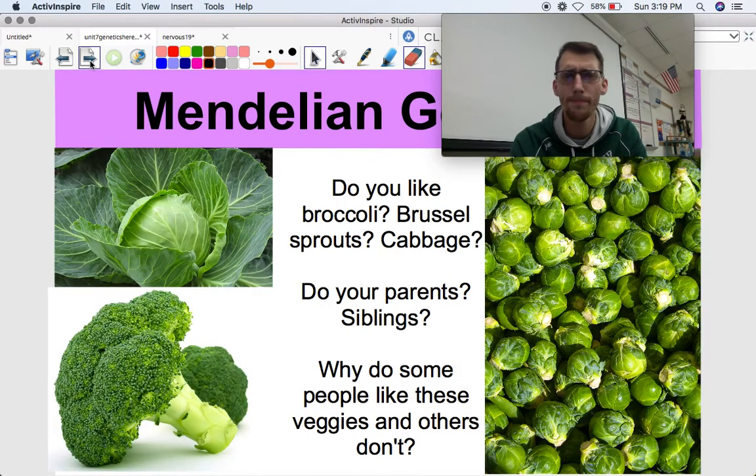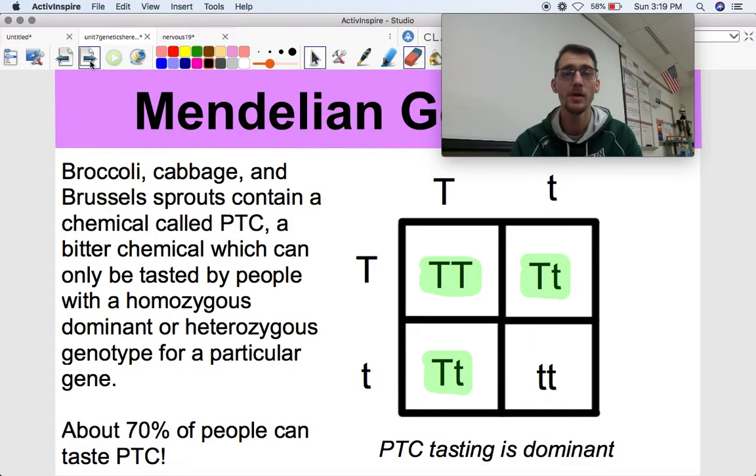Okay, so back to the Brussels sprouts and cabbage and all that stuff. Maybe you do, maybe you don't like them, maybe your brothers and sisters do. Okay, but if we go into this here, maybe there is a genetic basis. Broccoli, cabbage, and Brussels sprouts contain a chemical called PTC, or phenylthiocarbamide, which is a bitter chemical that can only be tasted by people with a homozygous dominant or heterozygous genotype for a particular gene.